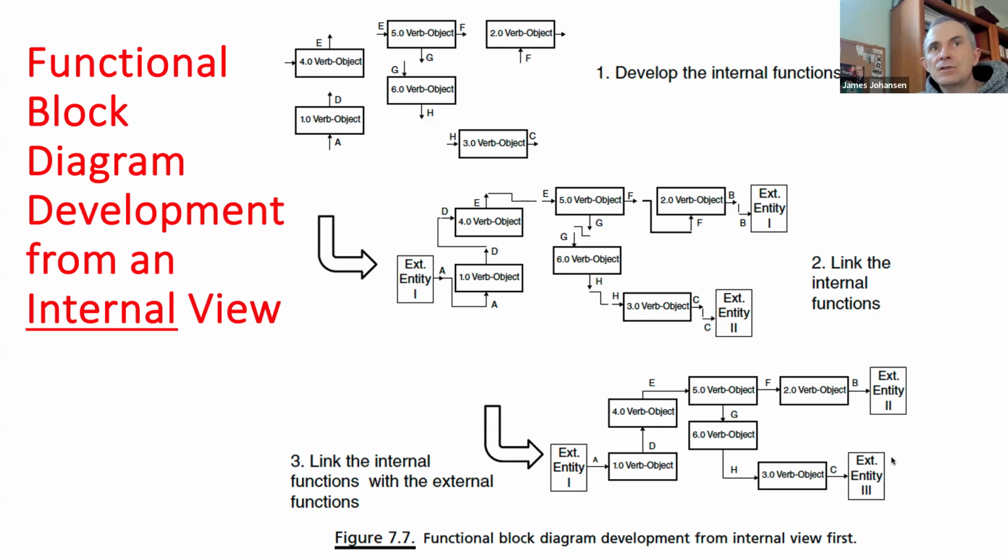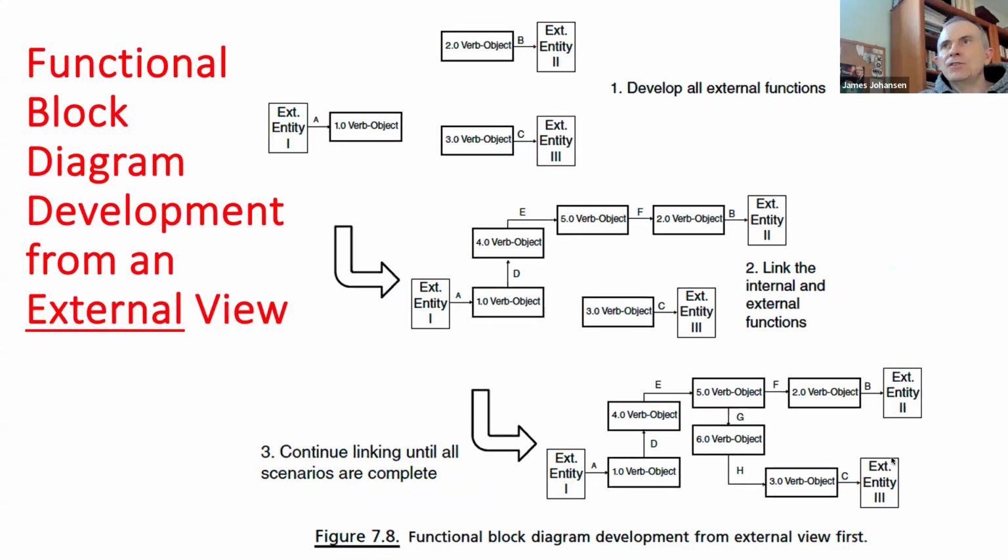So this is the internal view. Then we have an external view. So this is now develop all the external functions. So what do you share with outside entities? The car has to ride on the road, and so an external entity would be the road. An internal entity would be the translation of mechanical energy from the engine to the transmission. You want to link the internal and external functions. And so what are the internal drivers that drive the external function? And then you want to continue linking until all the scenarios are complete.